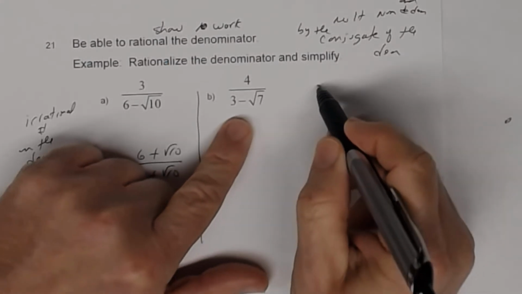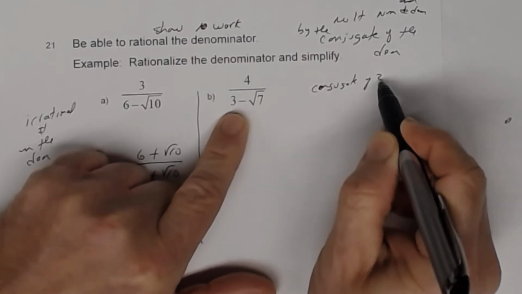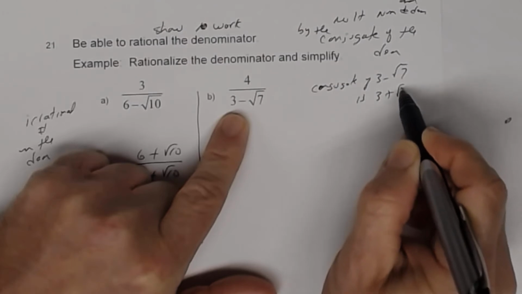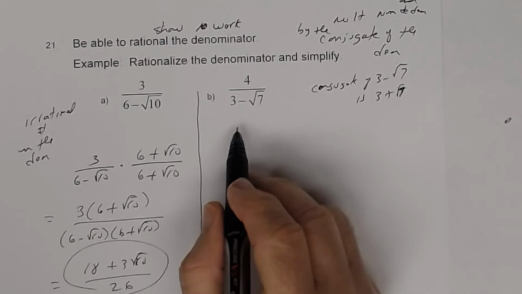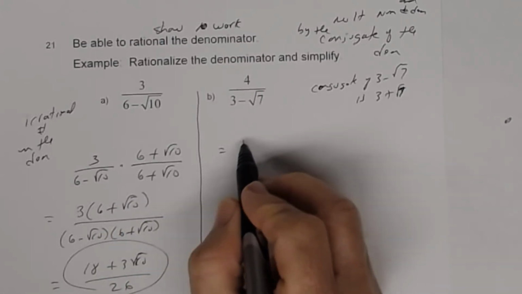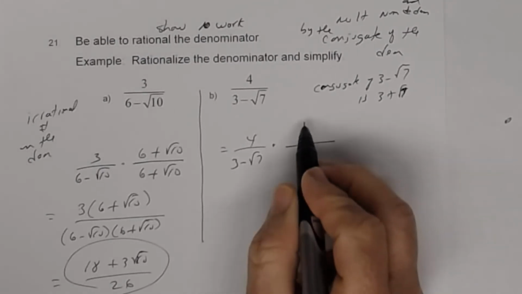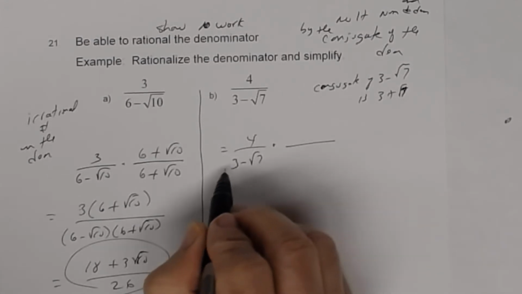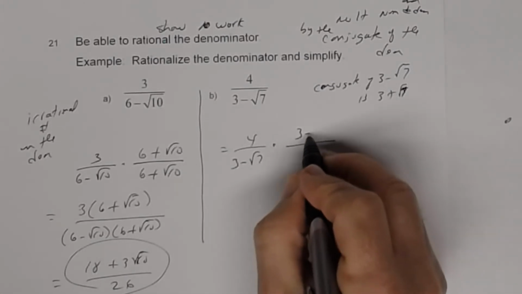The conjugate of 3 minus the square root of 7 is 3 plus the square root of 7. You just change the sign. All you do is change the sign. And so then the next step would be to write this over 4 divided by 3 minus the square root of 7. You're going to multiply both numerator and denominator by the conjugate of the denominator. The conjugate of the denominator, just change the sign, 3 plus the square root of 7. Just like this.